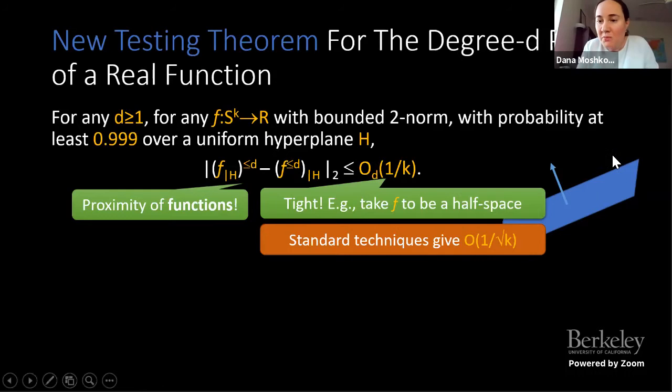So right, all you need to remember for later, if you want to know the low degree part of a function restricted to a hyperplane, it's enough to only look at the function restricted to the hyperplane and compute the low degree part there. Okay, good. So this is the testing, the main testing we'll have in this talk.